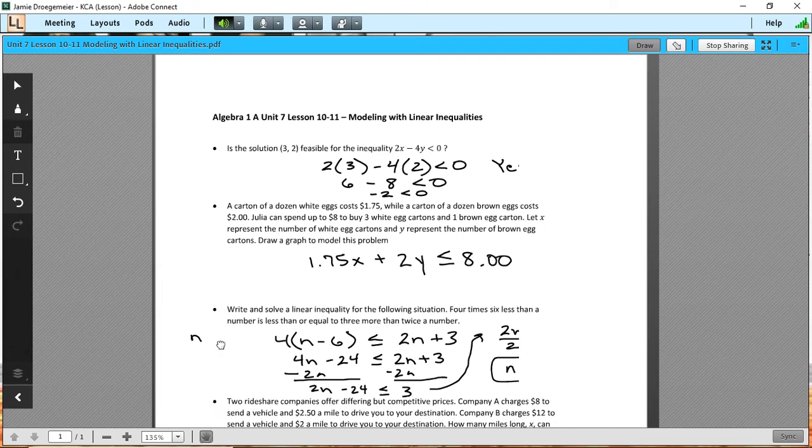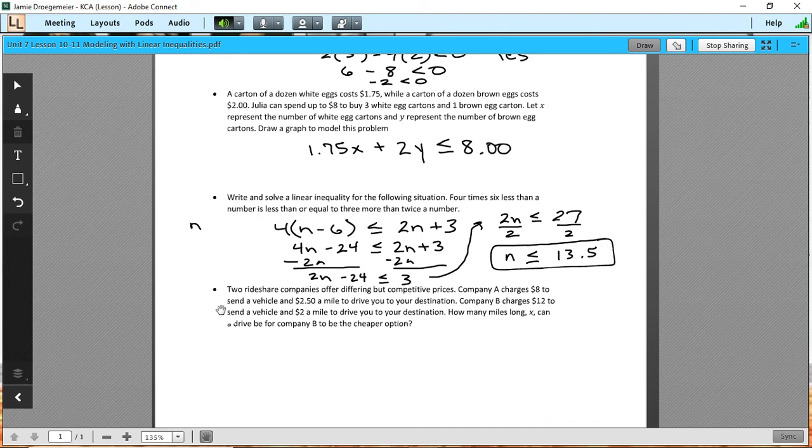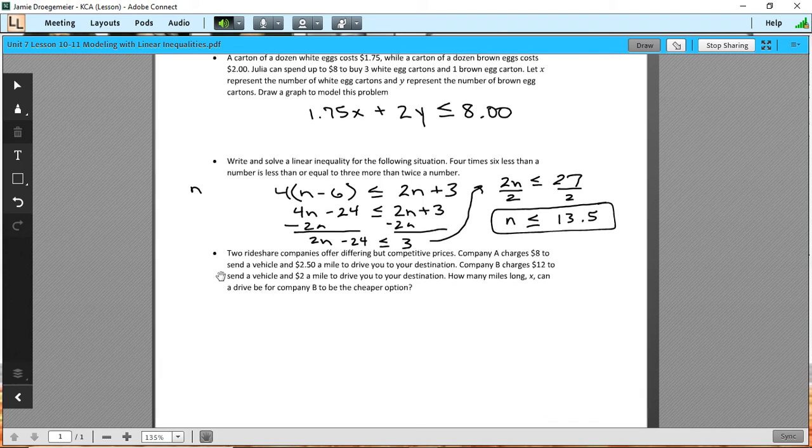All right, one more problem here. It says we have two rideshare companies that are offering different but competitive prices. Company A is charging $8 to send a vehicle and $2.50 per mile to drive you to a destination. Company B is charging $12 to send a vehicle and $2 per mile to drive you to your destination. And so we want to know how many miles long, X representing the number of miles, can a drive be for company B to be the cheaper option.